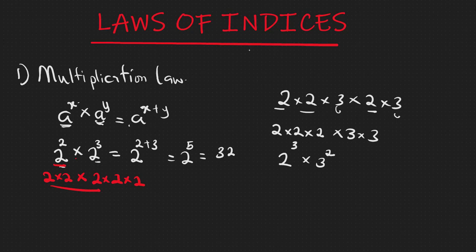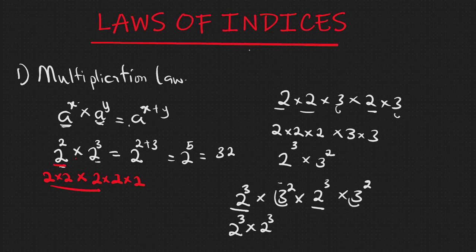Can you see? Or if we have something like 2 raised to power 3 times 3 raised to power 2 times 2 raised to power 3 times 3 raised to power 2. What I'm going to do, we're going to bring these 2 and these 2 together, giving us 2 raised to power 3 times 2 raised to power 3. Then bringing these 3 and these 3 together, we have 3 raised to power 2 times 3 raised to power 2. And this is the same as saying 2 raised to power 3 plus 3 times 3 raised to power 2 plus 2.